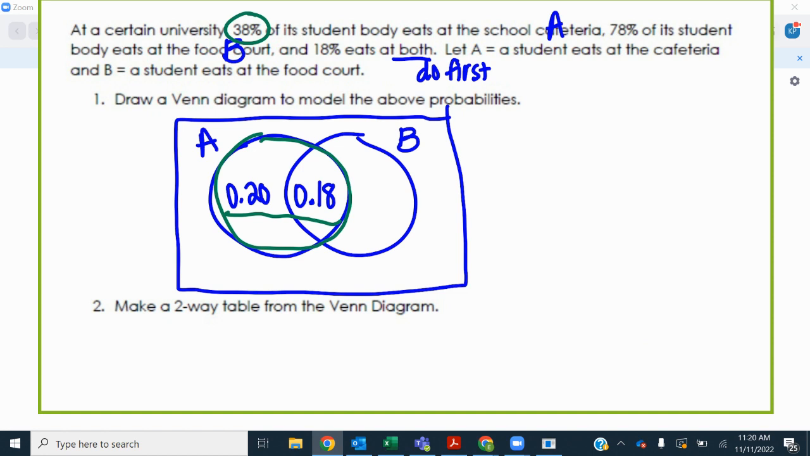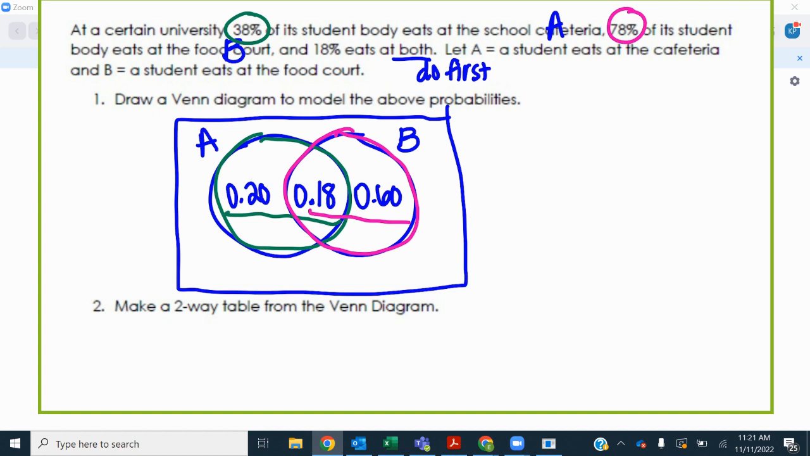We'll do the same thing with the food court. We're 78%. That includes the 18, so we're going to put 60 out here. And this time we're looking at the food court. 78%, so this whole thing adds to 0.78 or 78%. So make sure you always subtract the middle before you put it on the outside, or else you'll be double counting it.